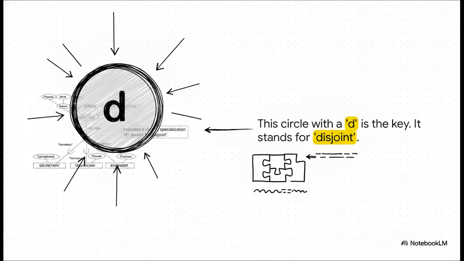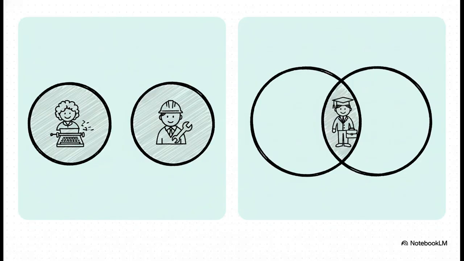That D stands for disjoint, and this one little letter sets a fundamental rule for how this entire group of subclasses has to behave. So, the disjoint rule is simple. An entity can belong to only one of the subclasses in that group. In our example, an employee is either a secretary, a technician, or an engineer. There can't be more than one.